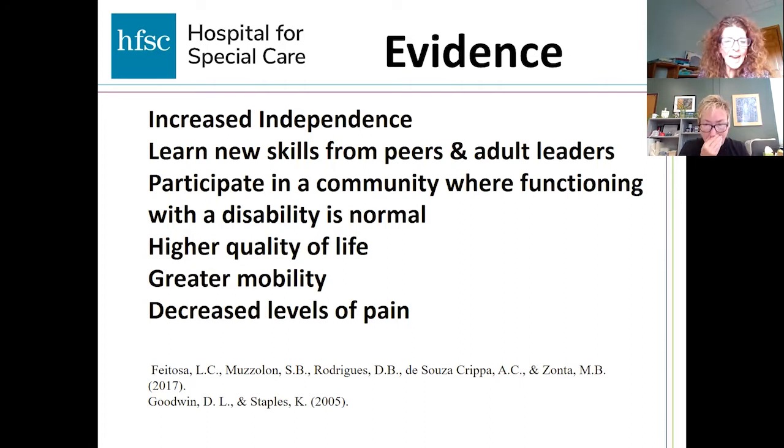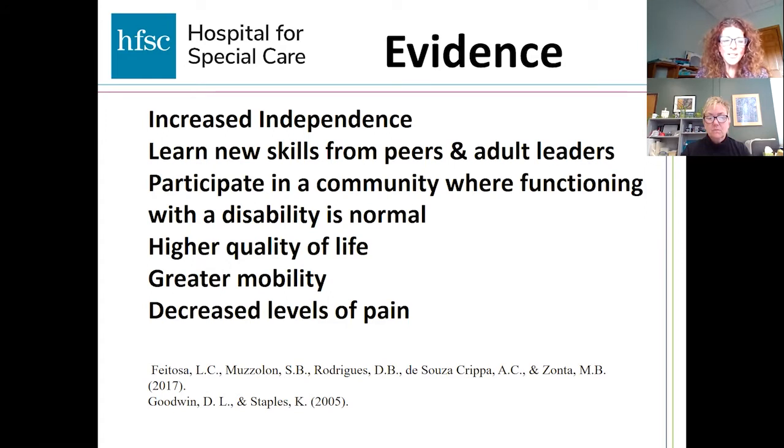If you look at the study done in 2017, research was done on the effect of adaptive sports on the quality of life and the biopsychosocial profile of children and adolescents with cerebral palsy. After 1 year of participating in adaptive sports, participants had greater mobility, decreased levels of pain, and higher quality of life. There was also significant improvement in those participants who were also diagnosed with ADHD.